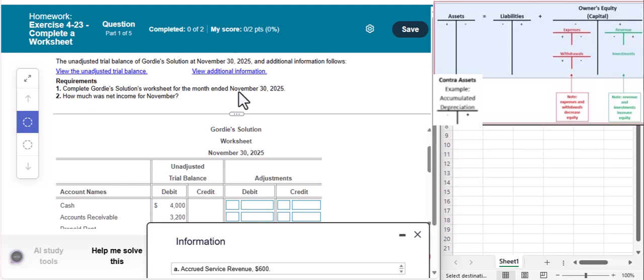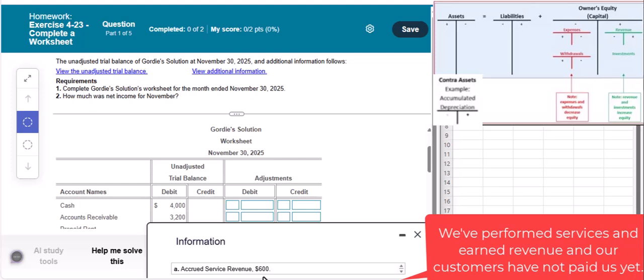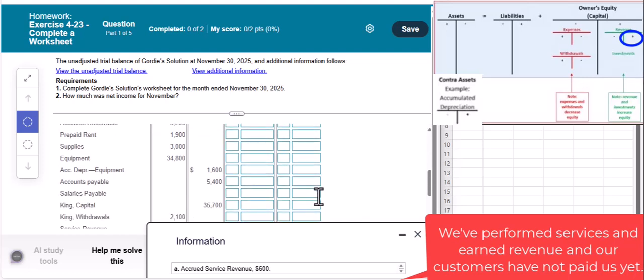Let's start with adjustment A, accrued service revenue of $600. For the millionth time, accrued means something is accumulated but not yet paid, so cash is not involved. What has accumulated here? Revenue. Because it hasn't been paid, this means the customers owe us this amount, but let's record the revenue first. Revenue is increasing, and how do we increase revenue? With a credit. So down here towards the bottom under revenue, maybe service revenue, yep.